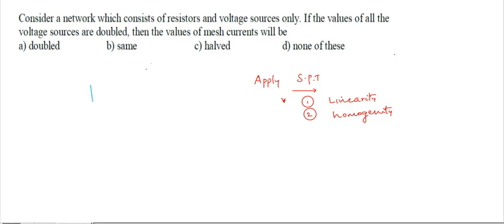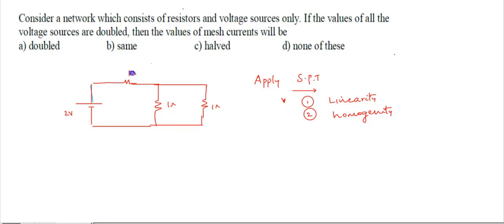For example, let's see this. Let's say I have a 2 volt source here, 1 ohm here, 1 ohm here, and 1 ohm here. So what is the current now? Let's take this as 0.5 ohms. The 1 ohm in parallel with 1 ohm is 0.5 ohms, and 0.5 plus 0.5 is 1. So you get 2 by 1.